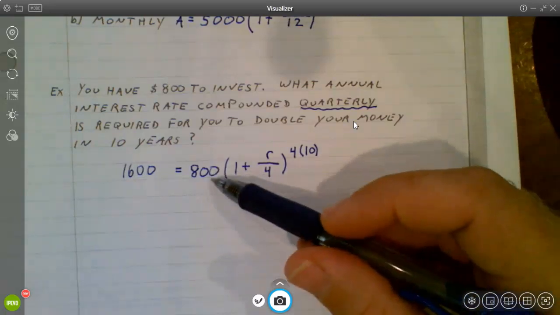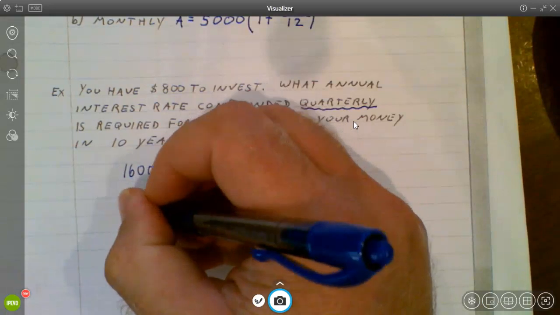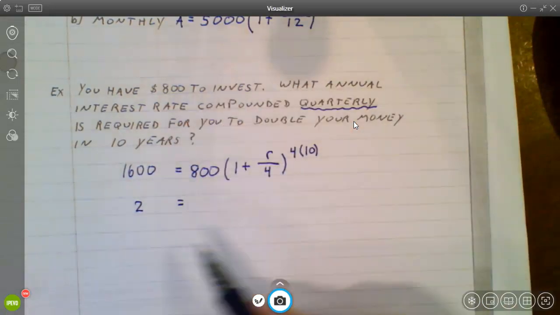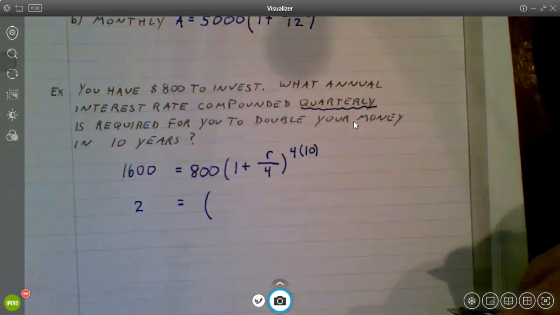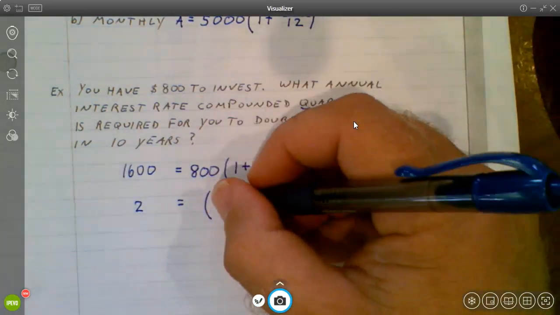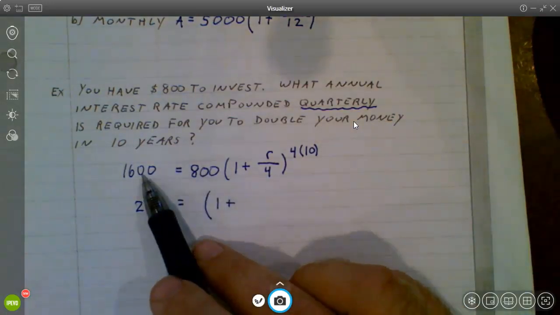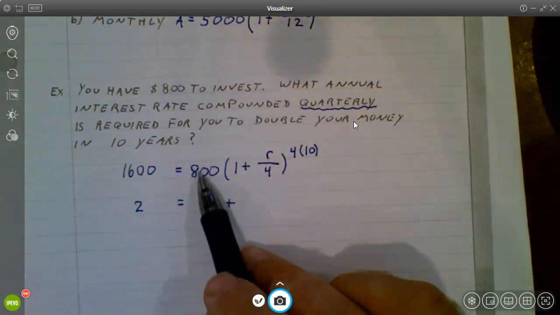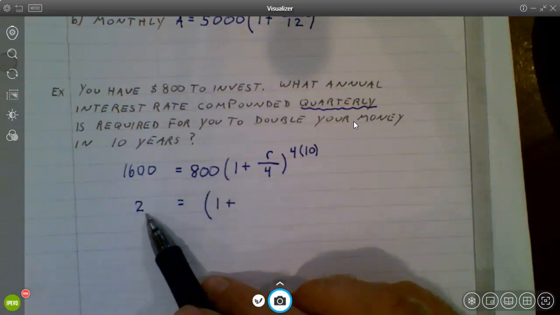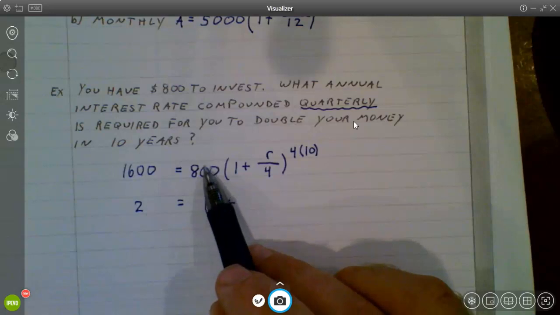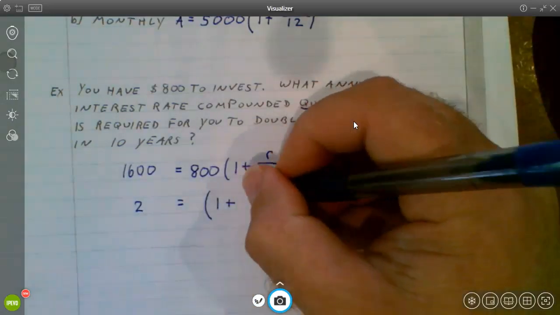I'm going to divide by my 800. 1600 divided by 800 is 2. Guys, by the way, you really could have gone straight to this step right away once you start doing these, because if I'm looking at doubling my money, then this will always be double what I start with. And if I always take the first step of dividing, I would always get 2 no matter what amount I'm starting with, right? So you really could jump straight to this step.